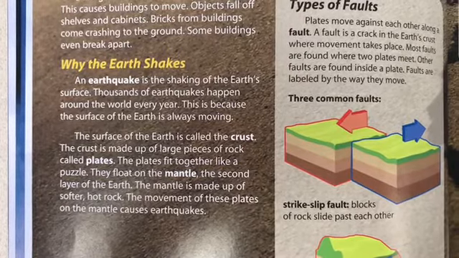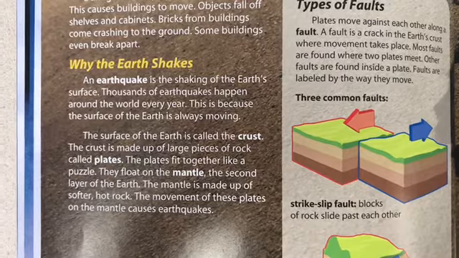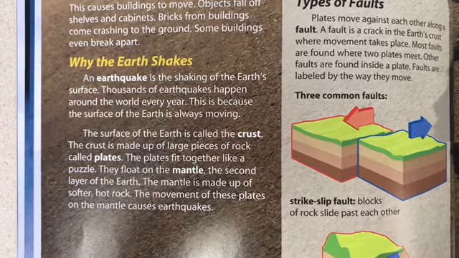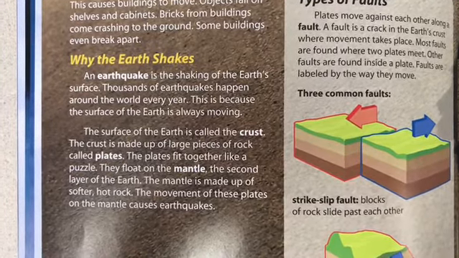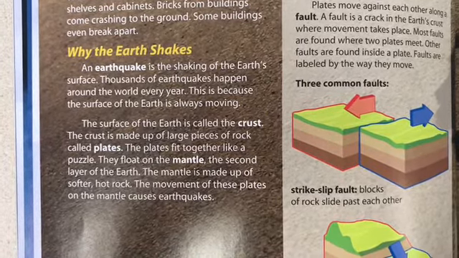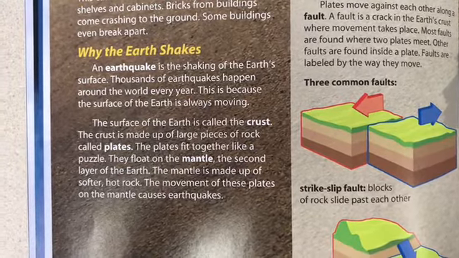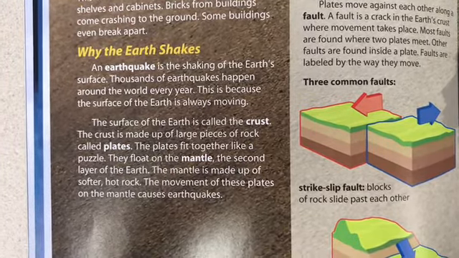Why the earth shakes. An earthquake is the shaking of the earth's surface. Thousands of earthquakes happen around the world every year. This is because the surface of the earth is always moving. The surface of the earth is called the crust. The crust is made up of large pieces of rocks called plates. The plates fit together like a puzzle.